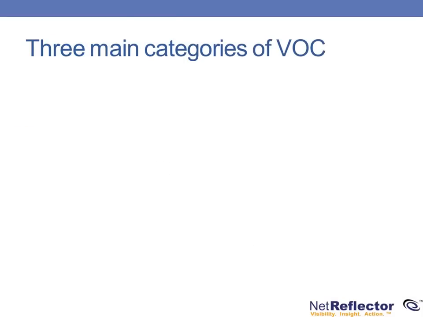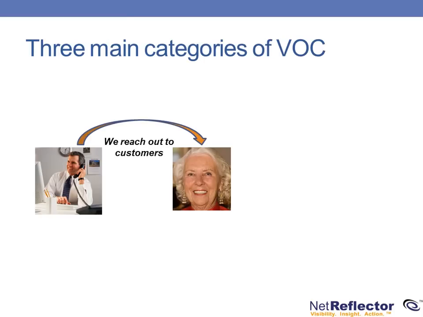VoC covers a lot of territory, but it's helpful to think of it as falling into three main categories. First, there are the cases in which we reach out to customers through surveys, focus groups, customer panels, and other traditional market research methods. Second, there are the cases in which customers reach out to us. They do this by calling, emailing, filling in comment cards, or sending letters. Typically, this information is managed by the customer service or operations part of the business.